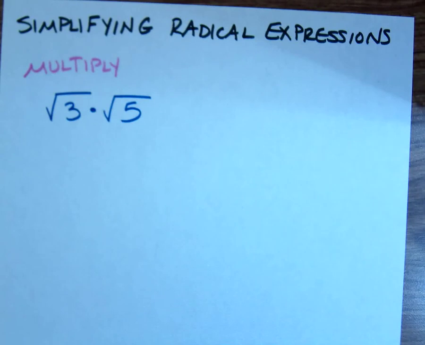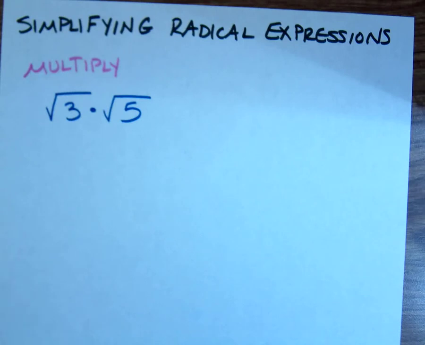So we're going to talk about how to simplify some of these expressions, and there's a couple things that we're going to learn how to do. The big one, though, is multiply and divide. Multiplying these radicals is really easy if the index is the same, meaning they are both square roots or they are both cube roots or what have you.